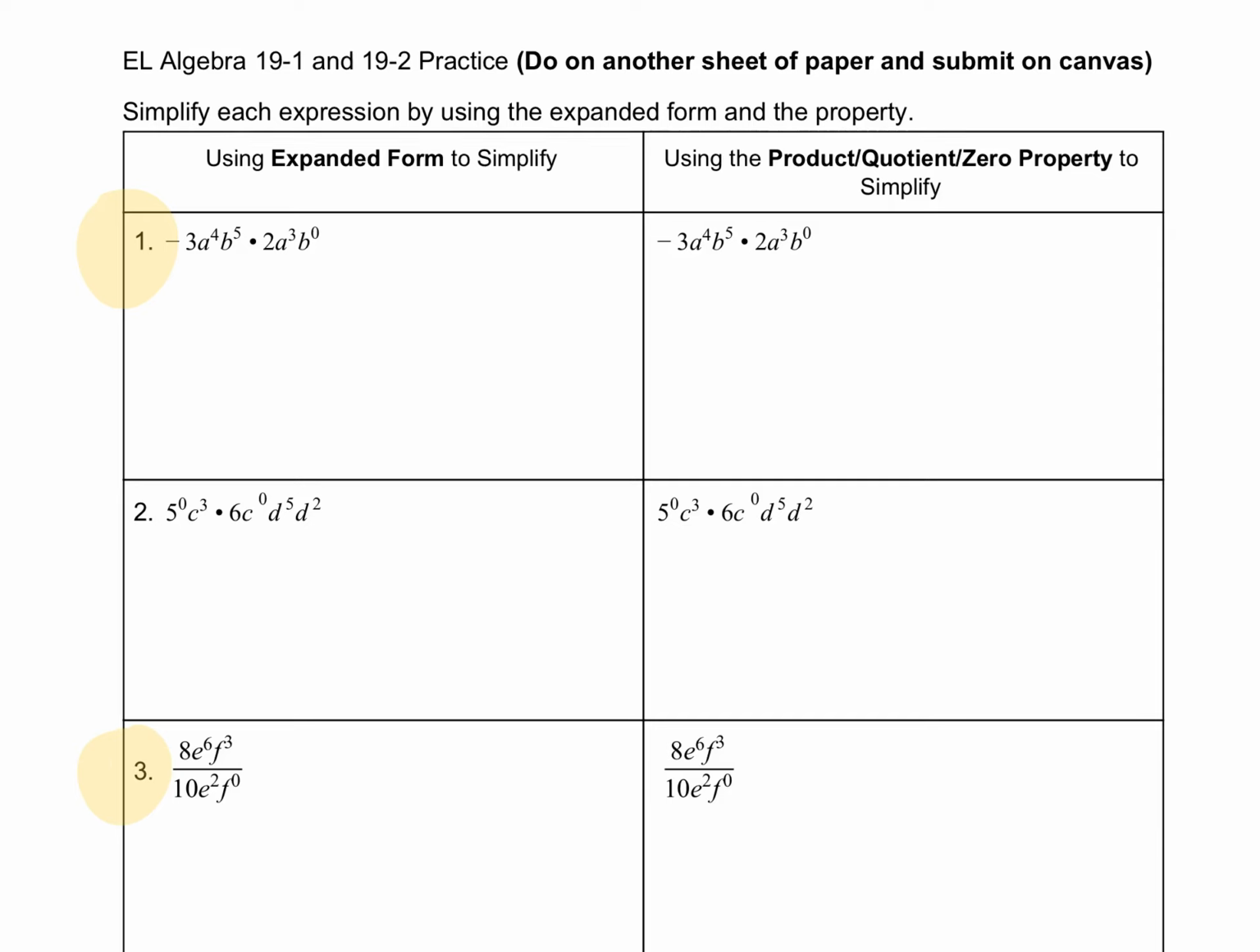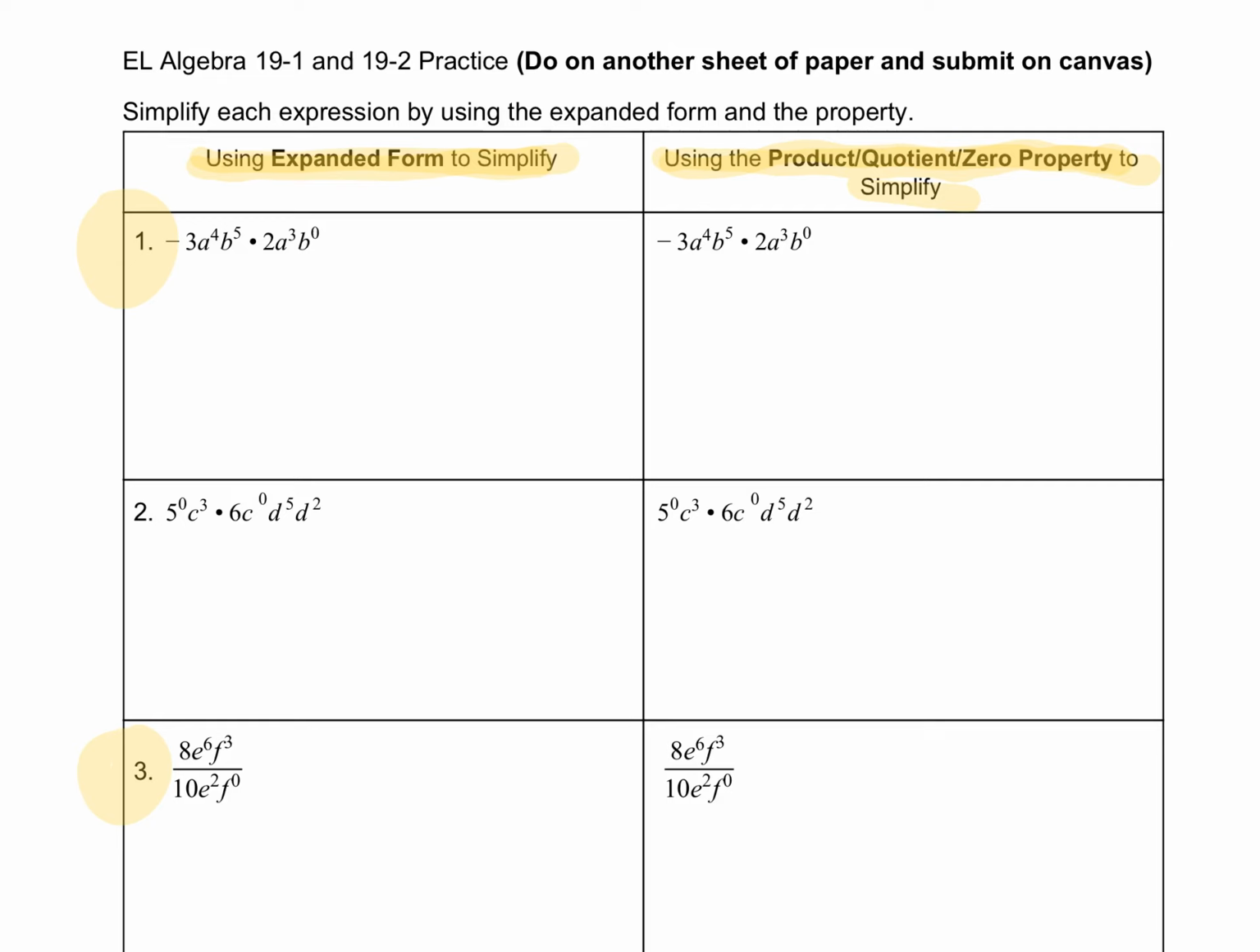Hi everyone, today I'm going to show you two more examples. Number one from your worksheet where we use expanded form to simplify. Use the product quotient zero property to simplify. And we're also going to do number three. So let's start with number one.